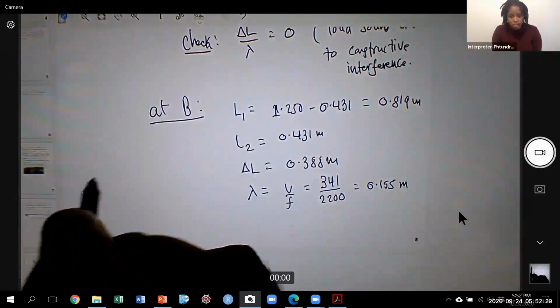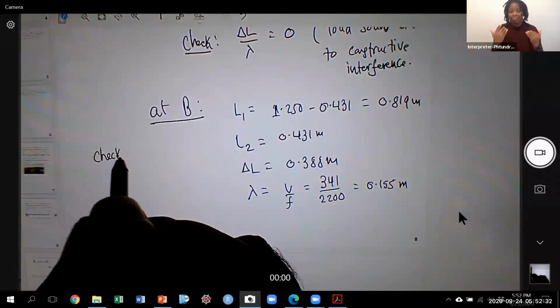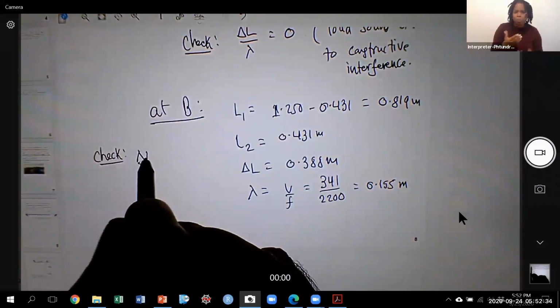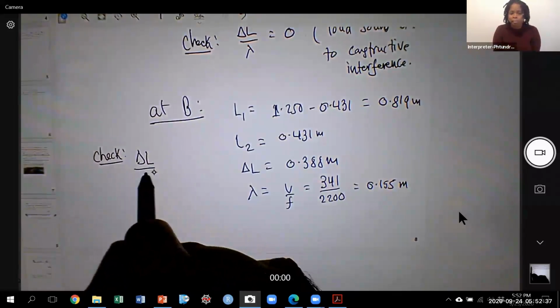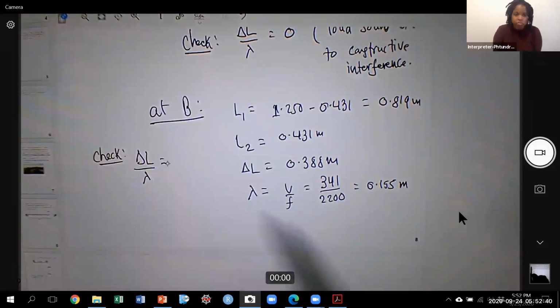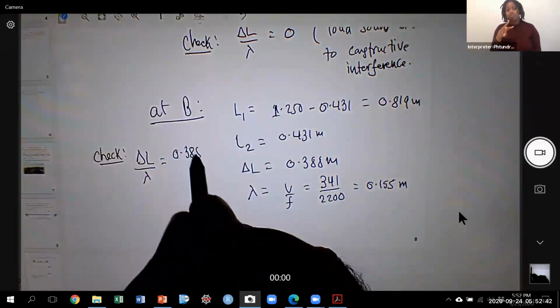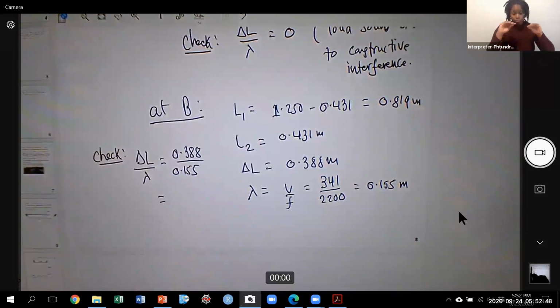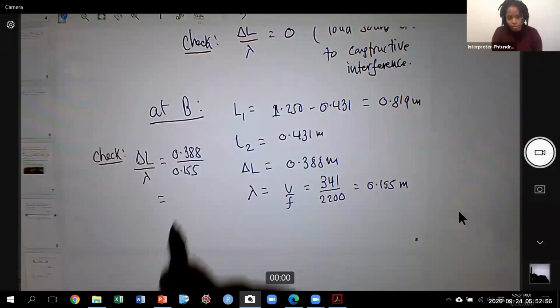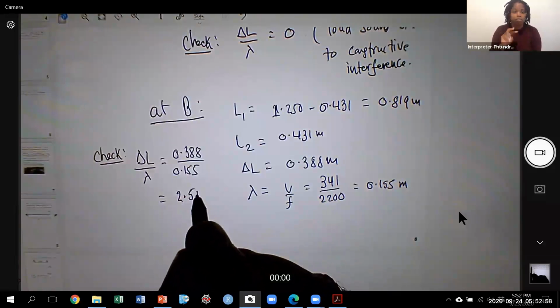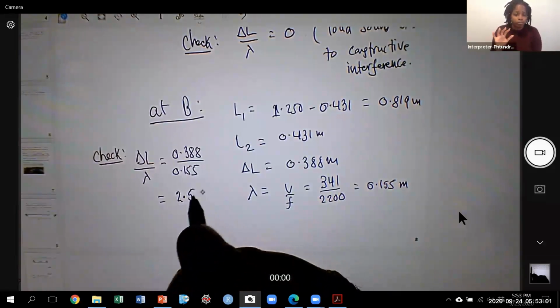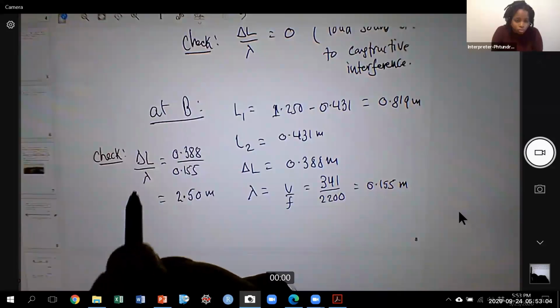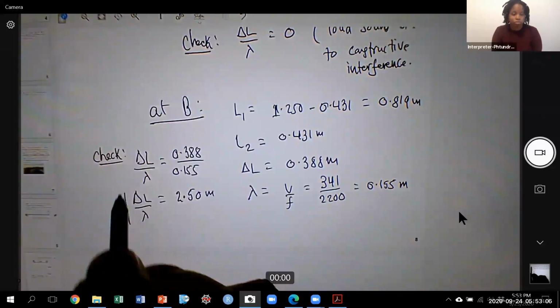This is also in meters. Now finally check this ratio, because eventually that's what you need to do, right? The path length divided by the wavelength ratio, and based on that ratio, you need to figure out whether it's going to be constructive or destructive interference. 0.388 divided by 0.155 is going to be 2.5, right? So this ratio came out 2.5.